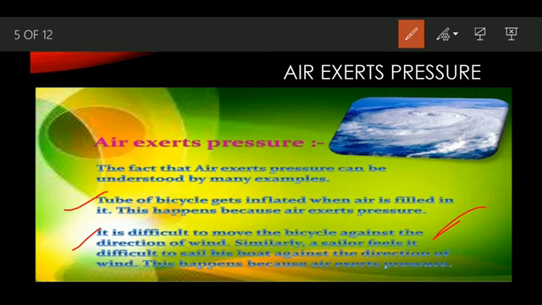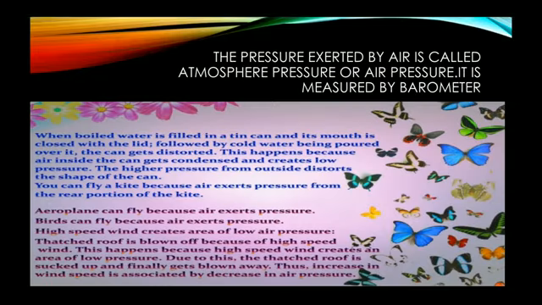This can also be asked in give-reason kind of questions: why is it not easy to move the bicycle in the opposite direction of the wind? You can say that air exerts pressure, and if we move the bicycle against the wind, we will feel some pressure, and because of that pressure the bicycle will not move very smoothly in the forward direction. Another example is that sailors find it difficult to sail boats against the direction of the wind. This happens because air exerts pressure.